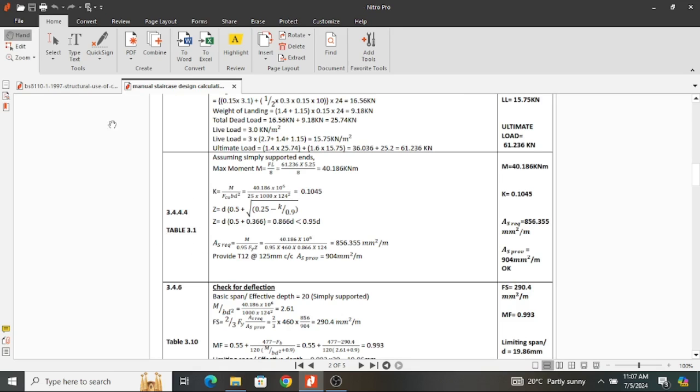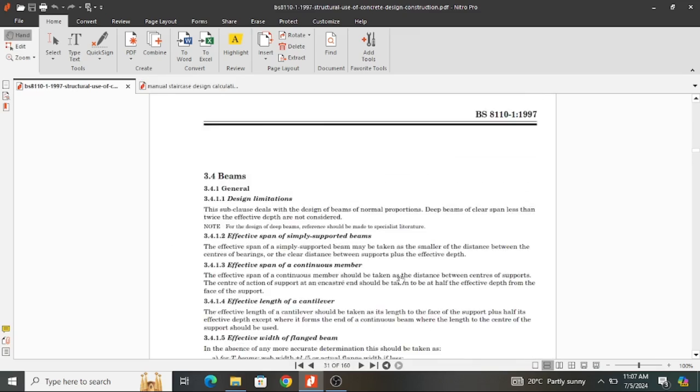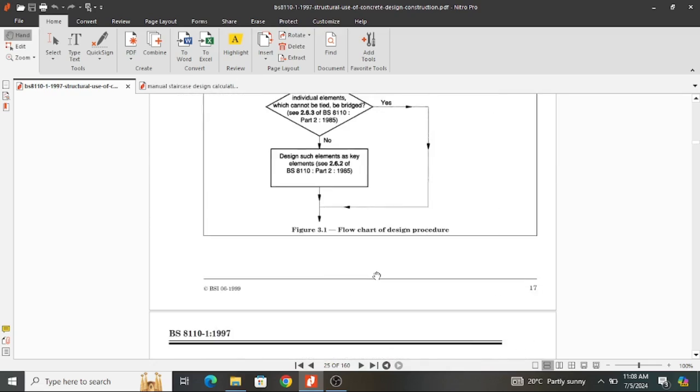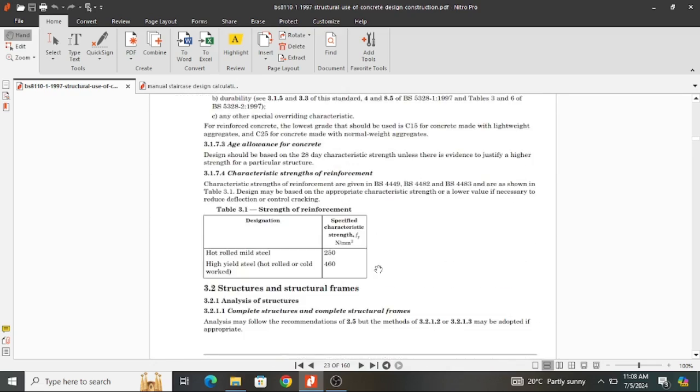Let's go back to table 3.1. Table 3.1 is in the British Code. I think it should be next up there, right here. This is what we use for the characteristic strength of reinforcement. Let's read this clause. Characteristic strengths of reinforcement are given in BS 4449, BS 4482, and BS 4483, and are as shown in table 3.1 here. Design may be based on the appropriate characteristic strength.